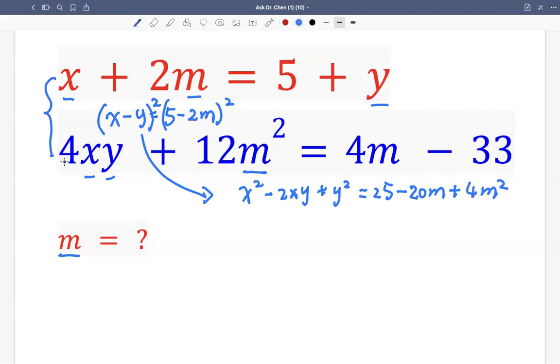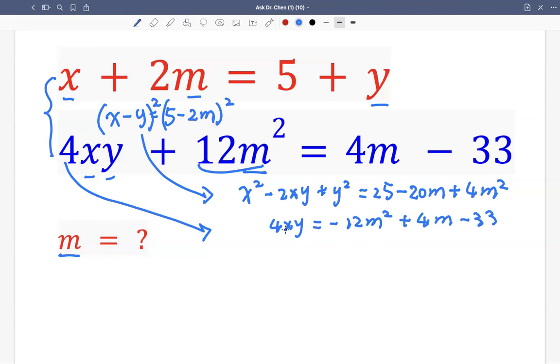So this is the second equation, let's rewrite it. We want to write m on the right-hand side, so let's write this m squared term on the right-hand side also. So we can write it as 4xy equals negative 12m squared plus 4m minus 33. Now let's add those two equations.